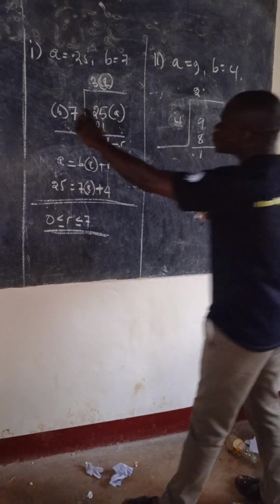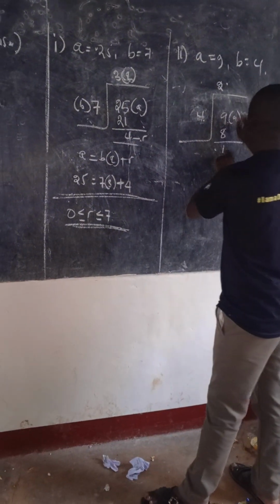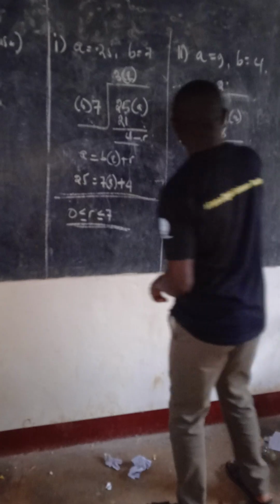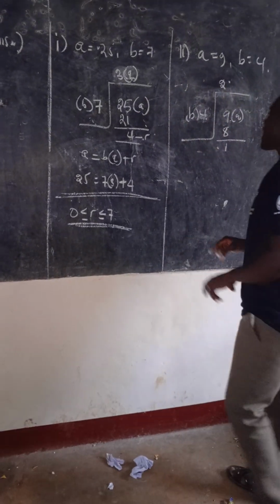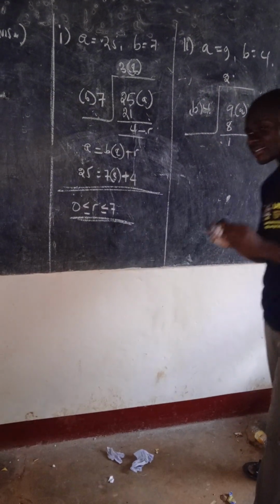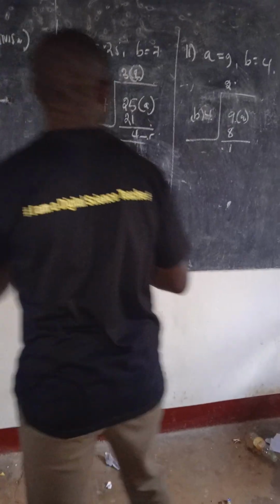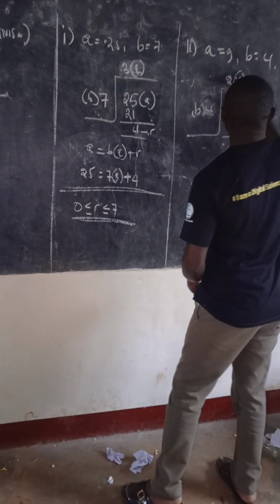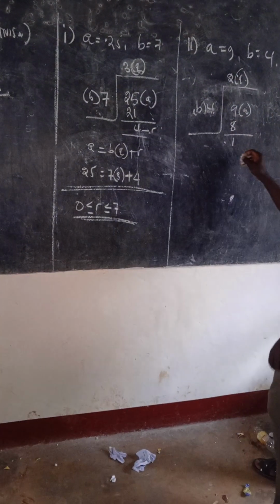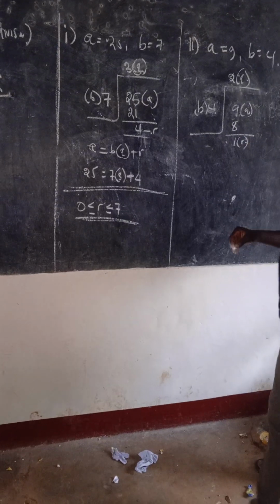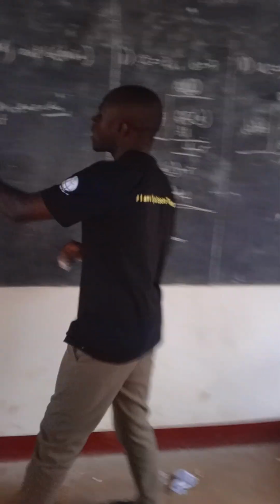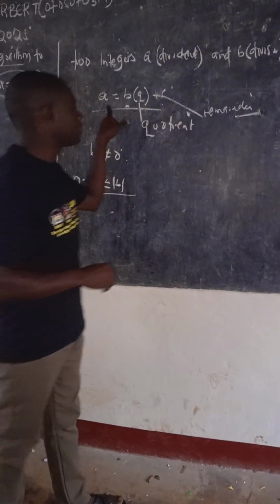Now, for the first one, we know this one is our dividend A. Our 4 becomes the divisor. And we have said that the answer we get after division becomes the quotient. This is Q. And automatically, we are likely to have a remainder, which is R. Now, that remainder takes us back to our expression, as we have said.